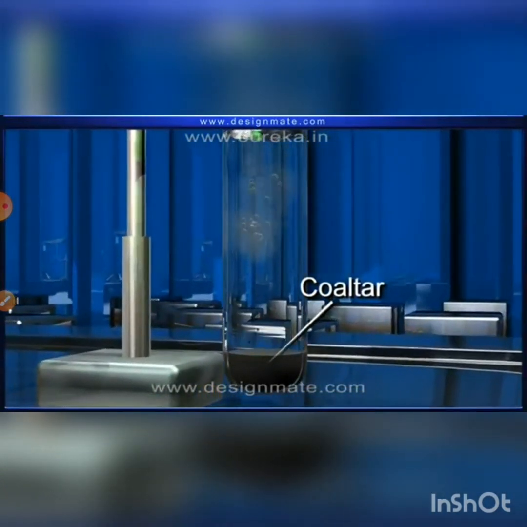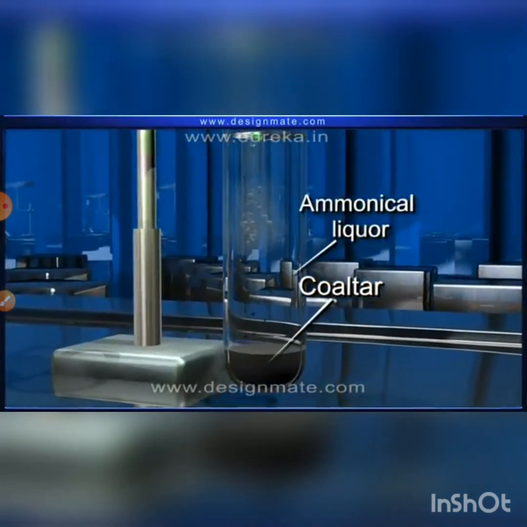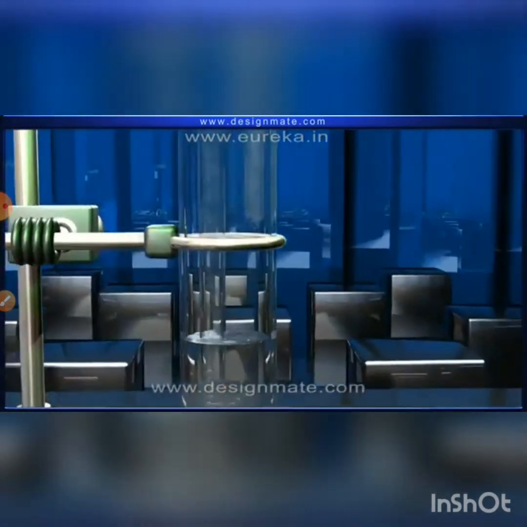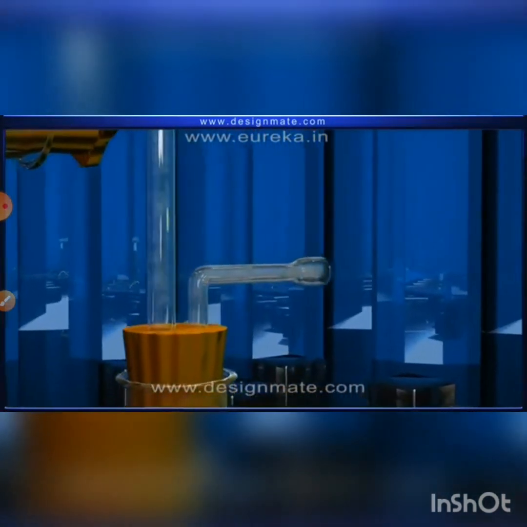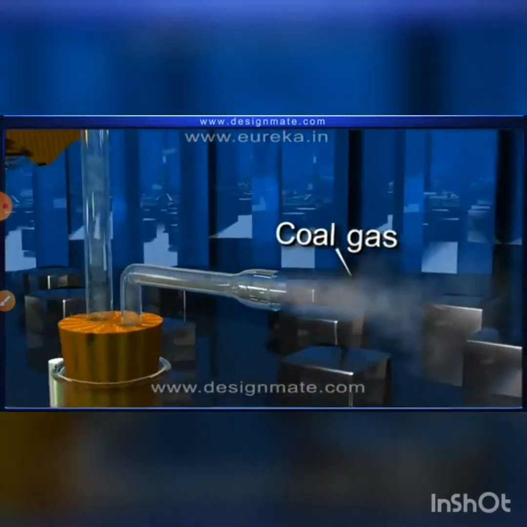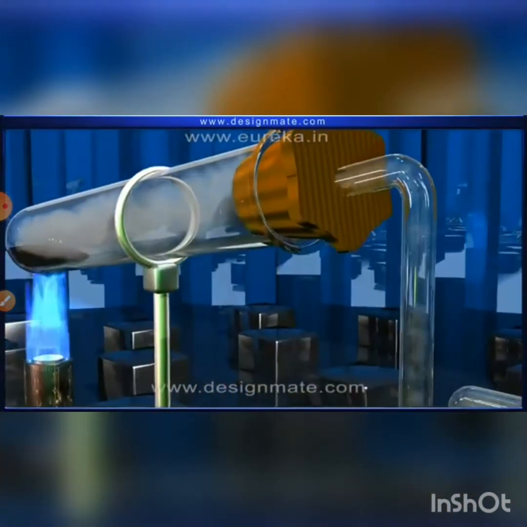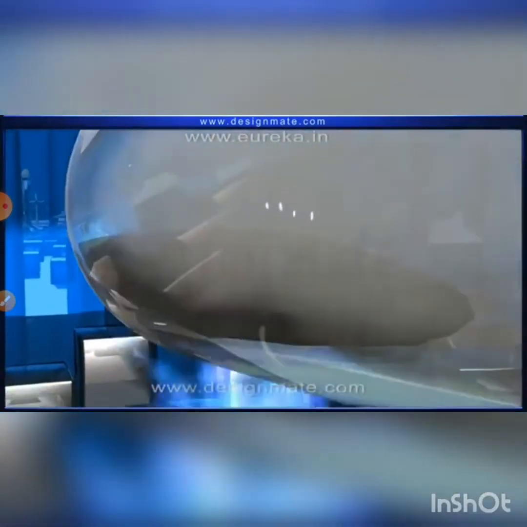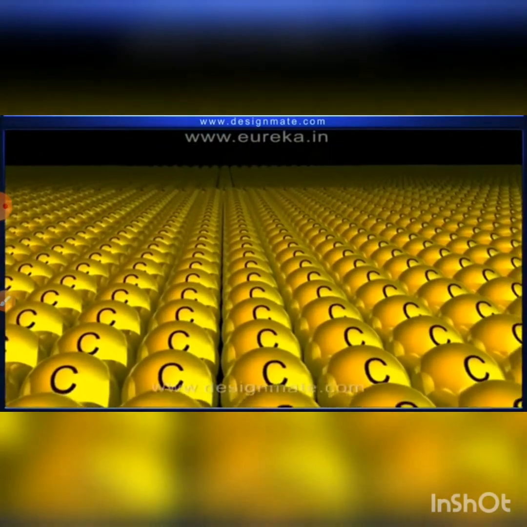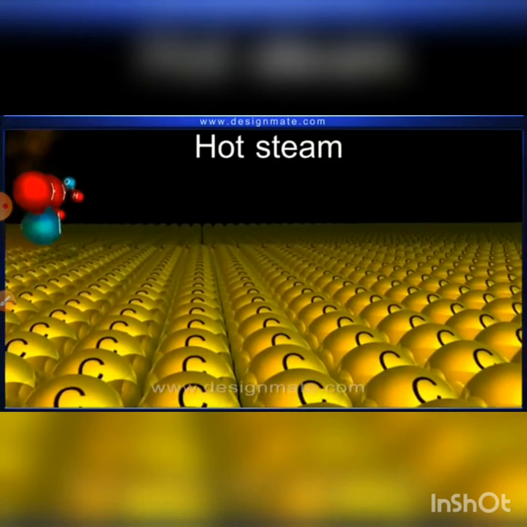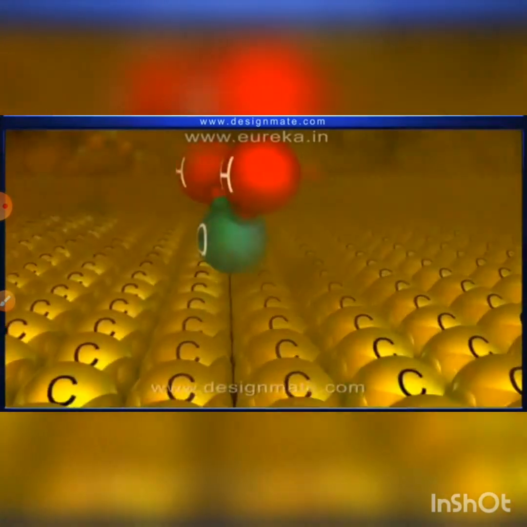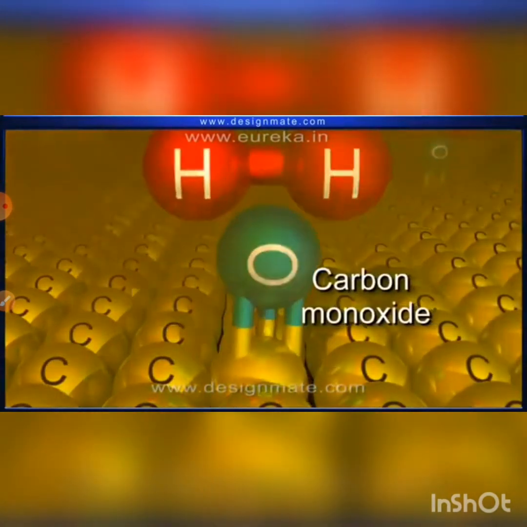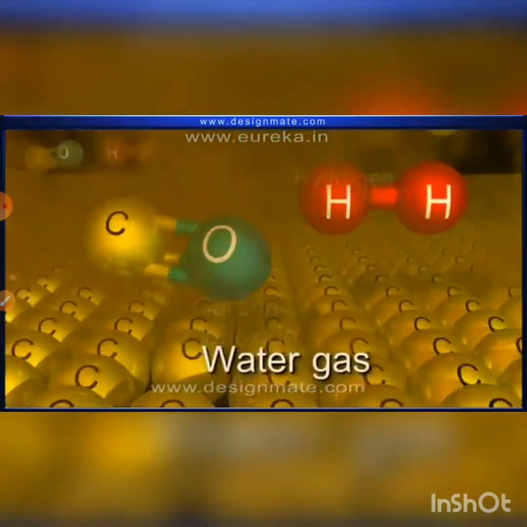This colorless layer is called ammoniacal liquor, as it mostly contains dissolved ammonia. Lastly, the unreacted vapors are released through the outlet of this tube, called coal gas, which is combustible. The material left behind in the horizontal tube is called coke. Coke contains about 60% of carbon. When hot steam is passed over coke, carbon in the form of coke reacts with water vapors to form a mixture of carbon monoxide and hydrogen, which is called water gas.